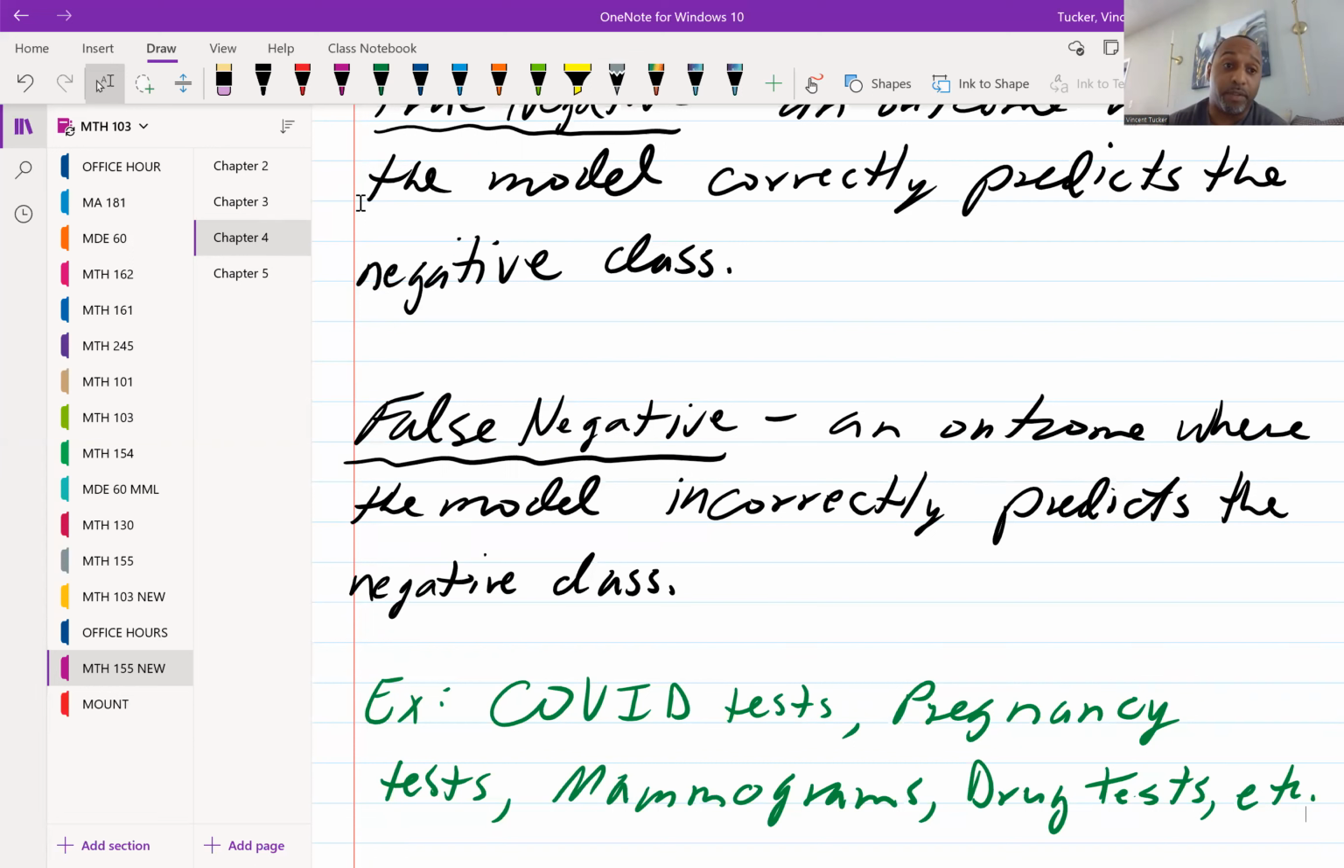A true negative is if it's negative that you have COVID, and it's accurate that it's negative. A false positive is when you get the positive readout, but it's not true. A false negative is when you get the negative readout. In other words, it's saying that you don't have it, but then you go get checked and you actually do have it. So that's an example of false negative, false positive, true negative, true positive.